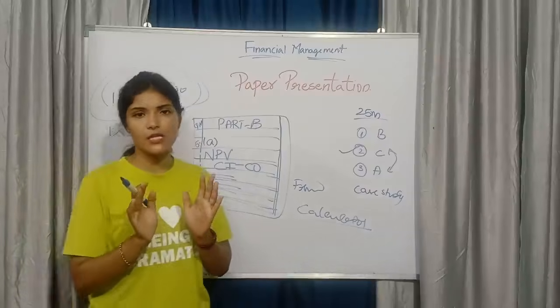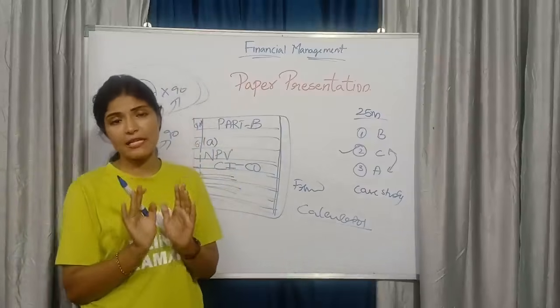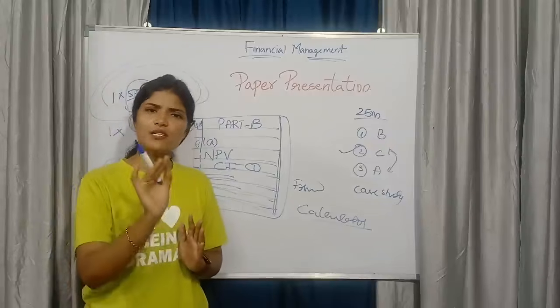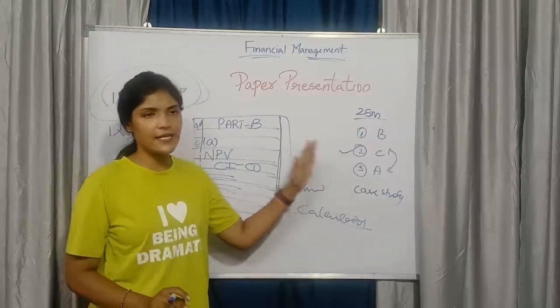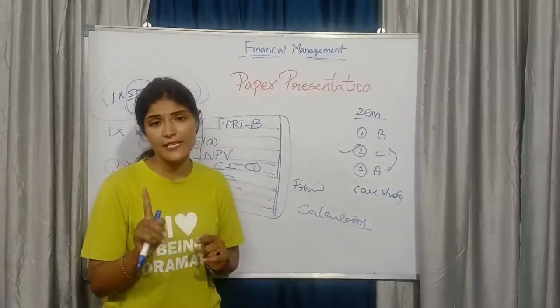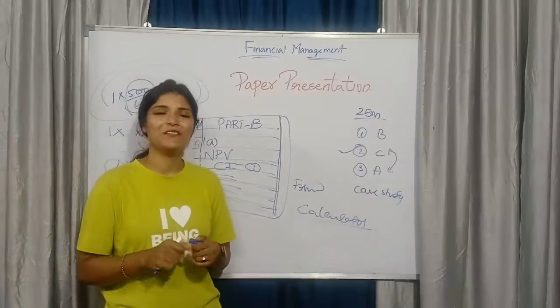Attempt all questions. In part A they will ask only 2 marks theory questions. Write 5 to 6 lines, whatever you have understood, just write it. Follow these 3 things and these steps, and definitely you can score O grade. Good handwriting is also very much important. So this is the way.